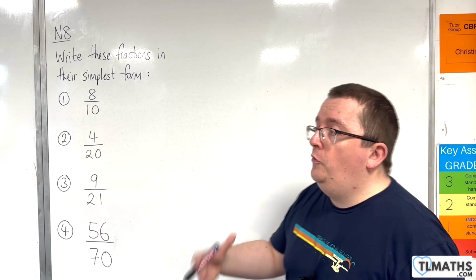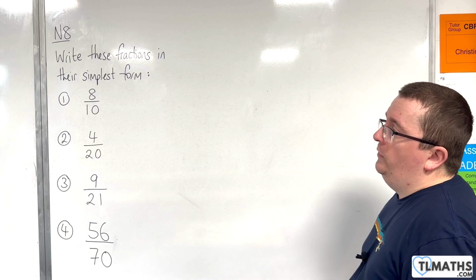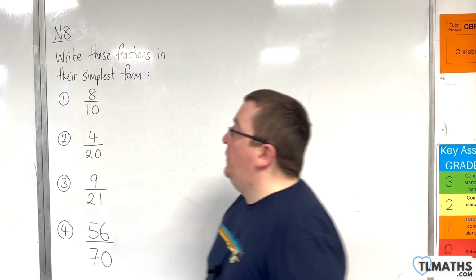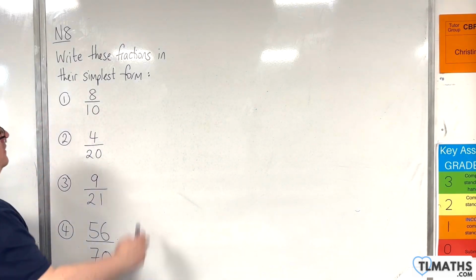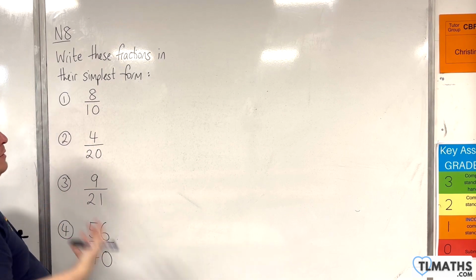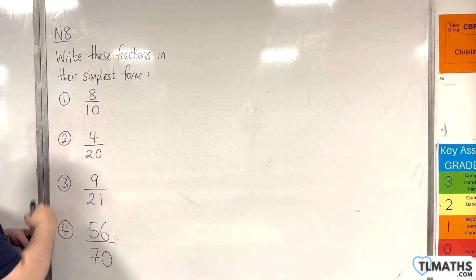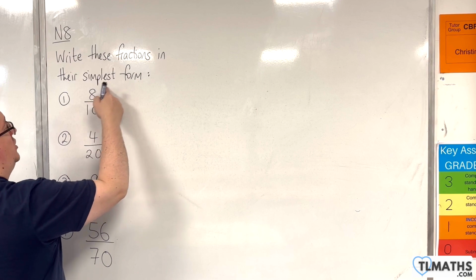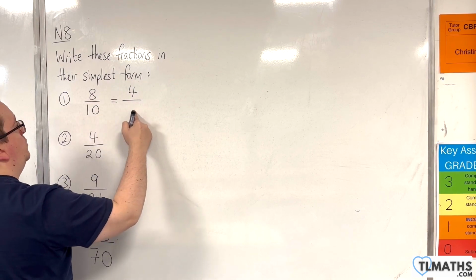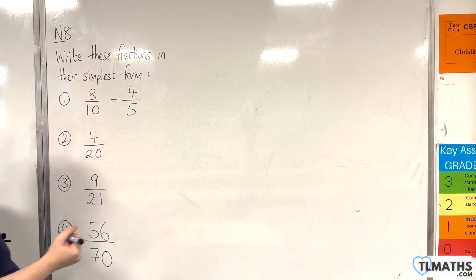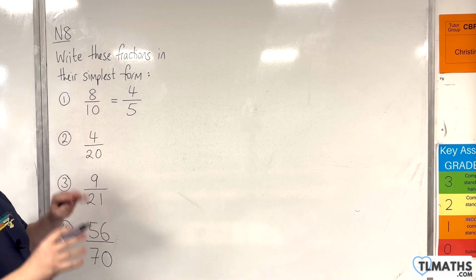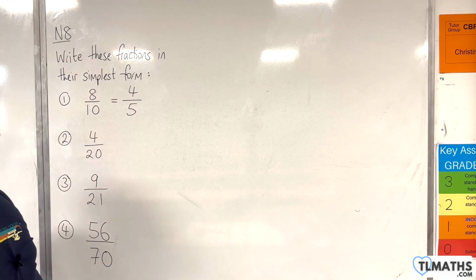So in this video I want to go through some examples of simplifying fractions, and we're going to take a look at our first one, 8/10. So the first thing that I would do is spot that both the numerator and the denominator are even, and so they can both be divided by 2. So 8 divided by 2 is going to be 4, and 10 divided by 2 is 5. So 4/5 is as simplified as I can get it, because the highest common factor of 4 and 5 is 1.